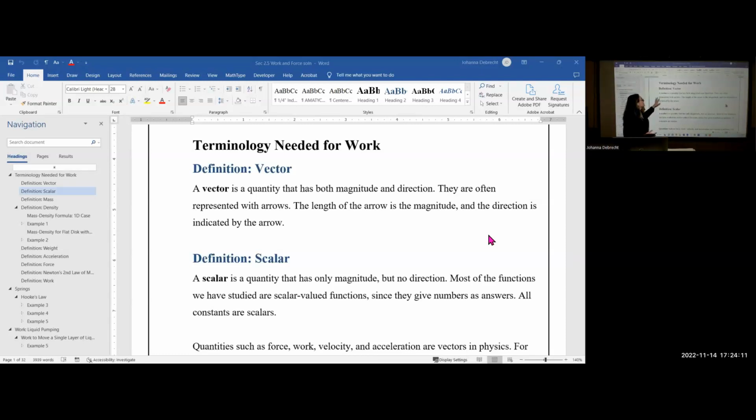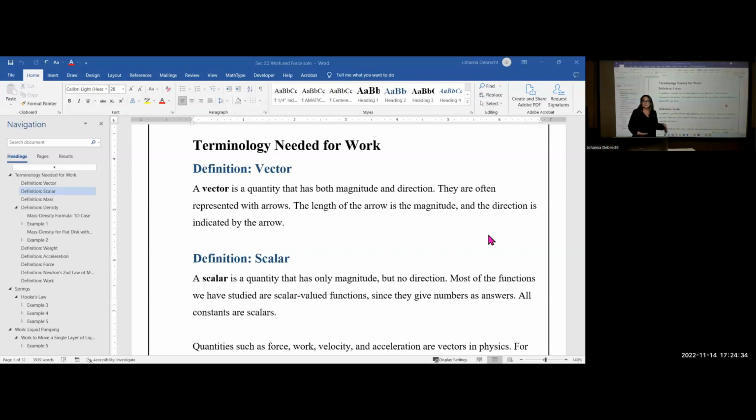One of the first things is you need to know what a vector is. Now, a vector is a quantity that has both magnitude and direction. So velocity is a vector, but speed is a scalar. A scalar is a quantity that only has magnitude. It does not have direction associated with it. So another example of a scalar would be distance.